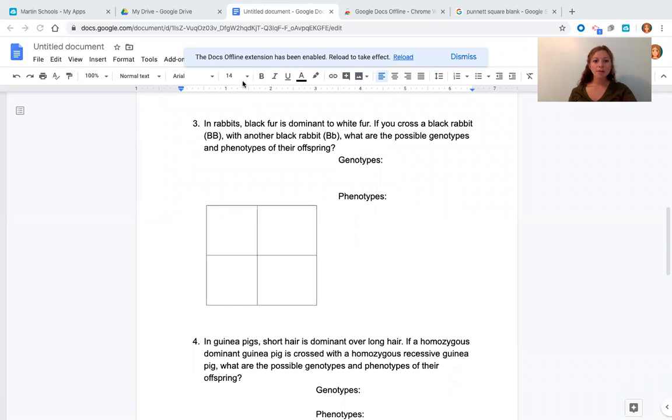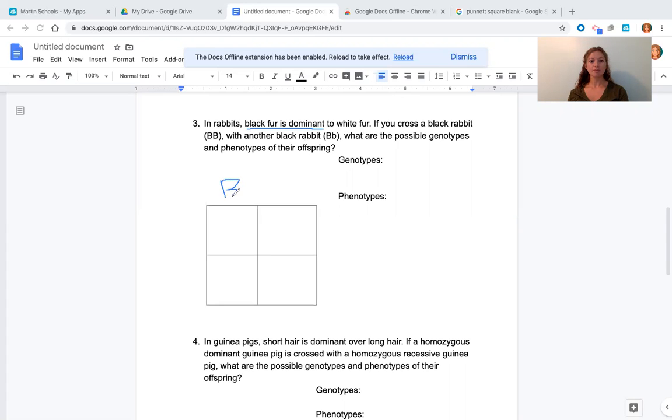Okay, in rabbits, black fur is dominant to white fur. So that's an important thing to know there. Black fur is dominant. So anytime I have a dominant allele, it's going to show as black. And anytime I have a recessive, it's going to show as white. But dominant paired with recessive, dominant always shows. So if you cross a black rabbit, and in this case, the black rabbit is homozygous dominant. Okay, homozygous because they're the same, and dominant because they're both capital letters. They're both dominant alleles. So if I cross one of these with another black rabbit, which is heterozygous because they're different, what are my possible genotypes and phenotypes?